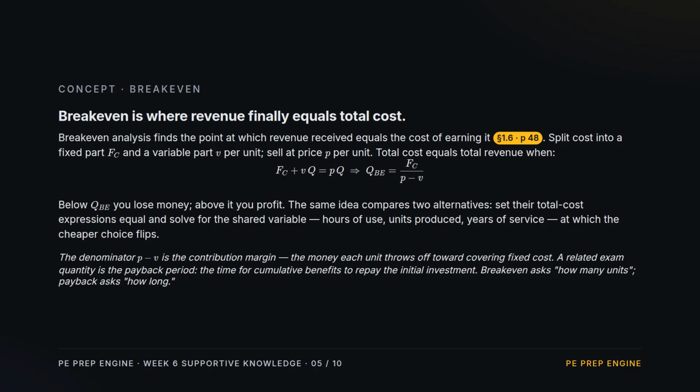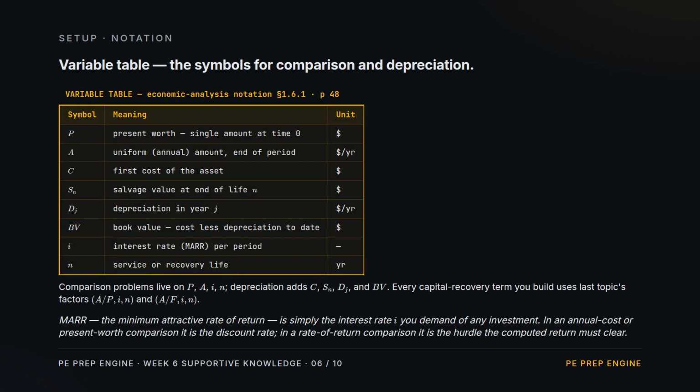Break-even is the point where revenue finally equals the total cost of earning it. Split cost into a fixed part and a variable part per unit, and sell at some price per unit. Set total cost equal to total revenue, and the break-even quantity is fixed cost divided by price minus variable cost, the contribution margin. Below that quantity, you lose money. Above it, you profit. The same trick compares 2 alternatives. Set their cost expressions equal and solve for the usage level where the cheaper option flips. Break-even asks how many units. Payback asks how long.